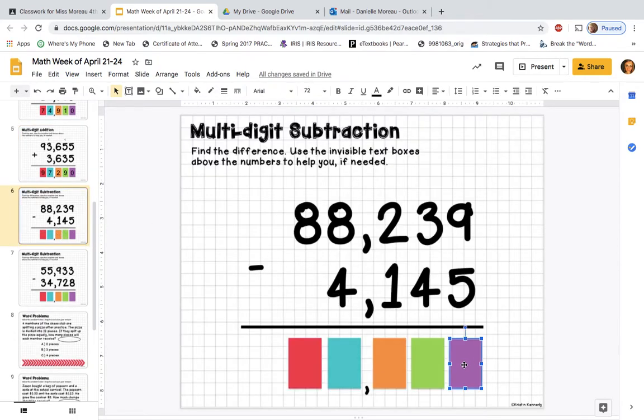So 9 take away 5 is 4. I cannot take 4 away from 3, so I need to regroup here.